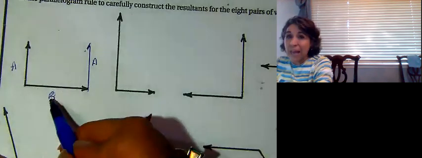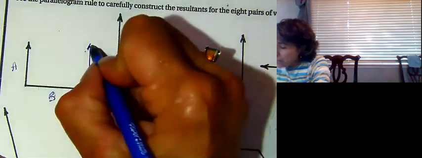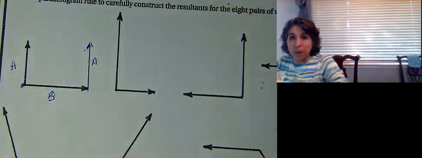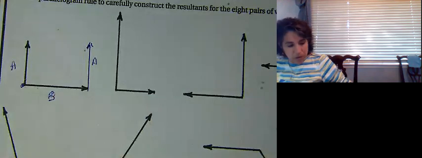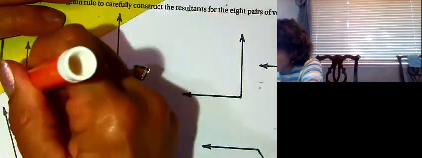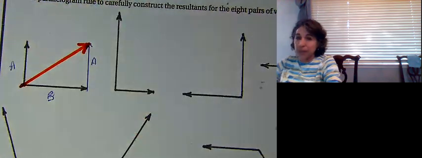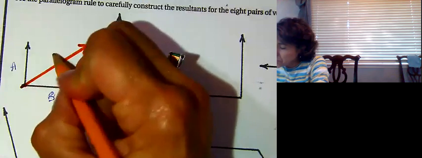So I want to add A plus B. All I have to do is start where I started and end where I ended. So I'll use my marker here. Oops. Here's my straight edge. All right, start where you started and end where you ended. And there is my resultant vector. Okay, we can say R for resultant vector.